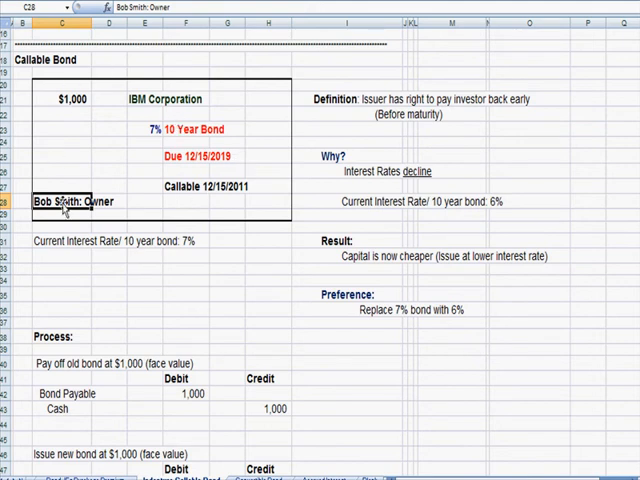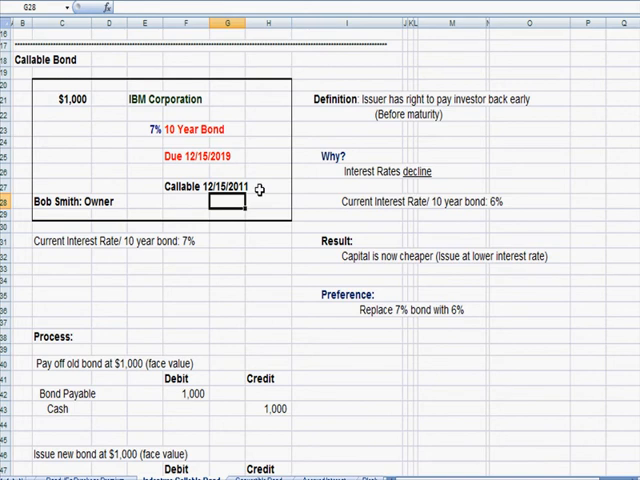And so you can see on my bond certificate here that it's written on the certificate itself that there is a call feature. And specifically, the bond is callable December 15th, 2011, 8 years before maturity, or any time after that date.